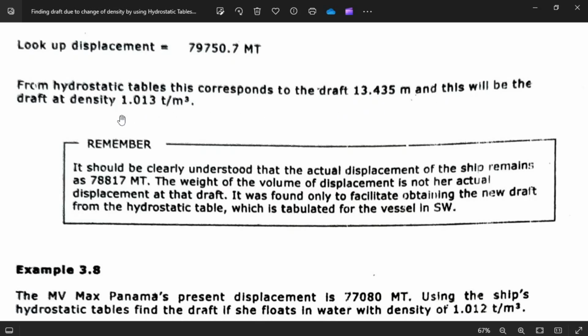We are floating in a density of 1.013. Reminder, it should be clearly understood that the actual displacement of the ship remains as 78817. So this will be the actual displacement of the ship, which is 78817 metric tons. The weight of the volume of this displacement is not equal to the displacement at a draft. It was found only to facilitate obtaining the new draft from the hydrostatic table, which is tabulated as for a vessel in salt water.